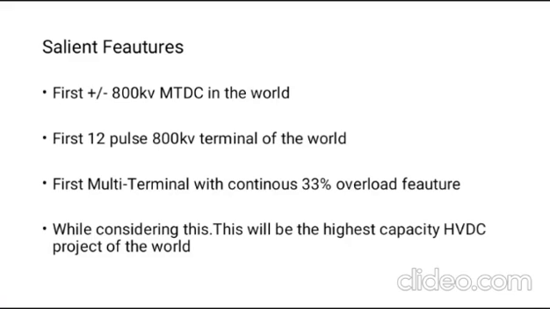And the salient features of the MTDC system in India: it is the first 800 kilovolt MTDC system in the world, the first 12 pulse 800 kilovolt terminal of the world, and the first multi-terminal with continuous 33% overload feature. Considering this, it will be the highest capacity HVDC project of the world. These are the main salient features of India's MTDC ultra high voltage DC transmission system, from the northeastern part of India to Agra.